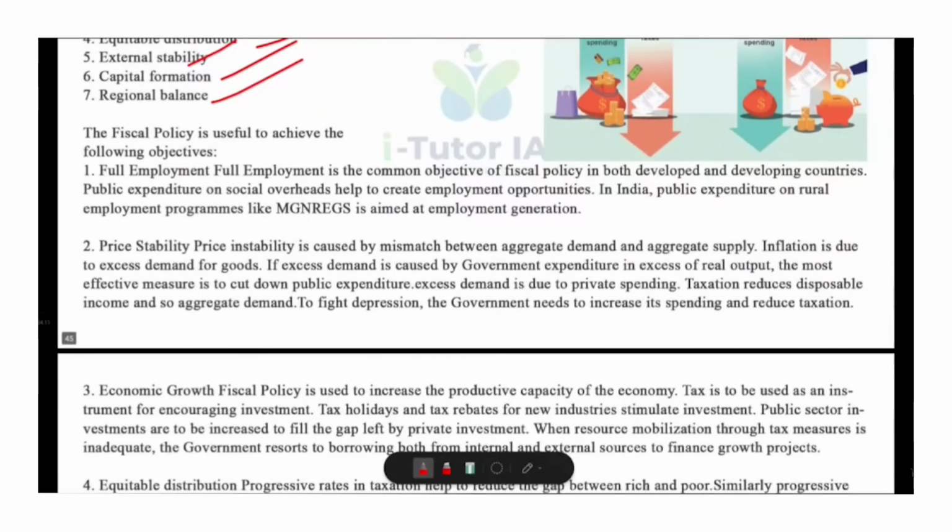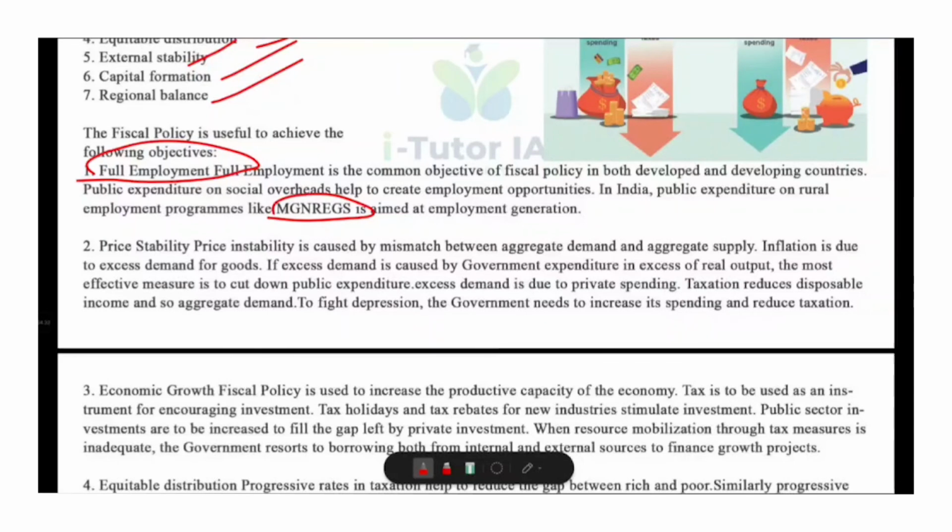First one, full employment. And what is the goal here? Everyone who wants a job should get one. And how fiscal policy helps? Government increases public expenditure to create jobs. For example, in India, NREGA provides 100 days of work that reduces unemployment. So during unemployment, the government spends more to create jobs.